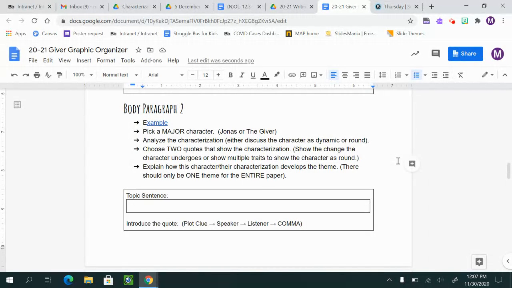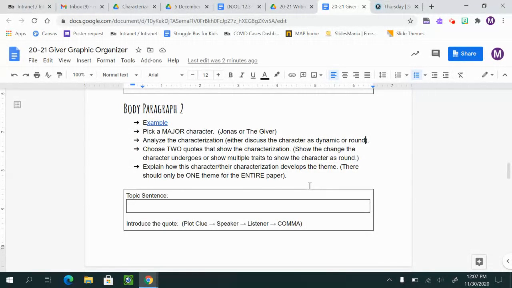Remember, you didn't work on both, you just worked on one, and that's who you're going to focus on for this second body. You were analyzing their characterization, and you're telling me that they're either dynamic or round. You are going to tell me that they're dynamic because a major character changes. Jonas changes, the Giver changes. You also are going to explain if the character is either flat or round. Because they're a major character, you already know that they're round.